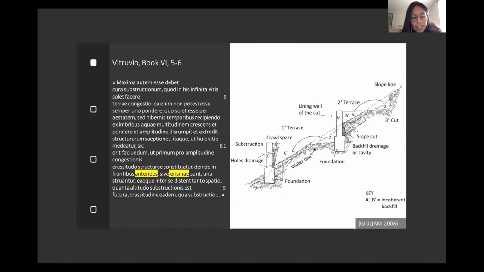The thickness of the walling must answer to the amount of earth. Next, supporting walls, antheridae or buttresses, erismae, are to be carried up at the same time. The interval between them is to be the same as the height of the substructure, and the thickness determined by the substructure." In this passage, Vitruvius gives advice about how to build good substructures, listing how bad atmospheric conditions can influence the static of the building itself.